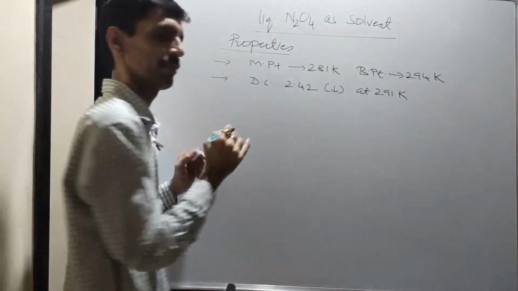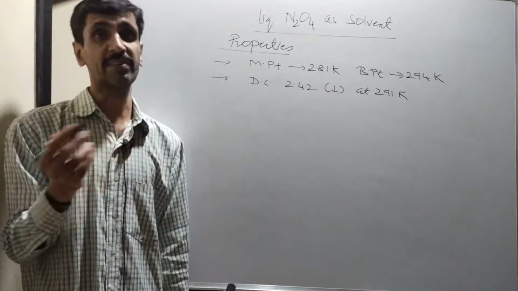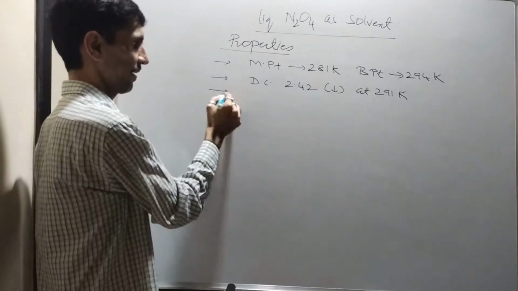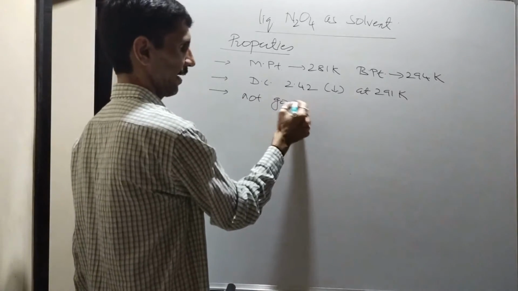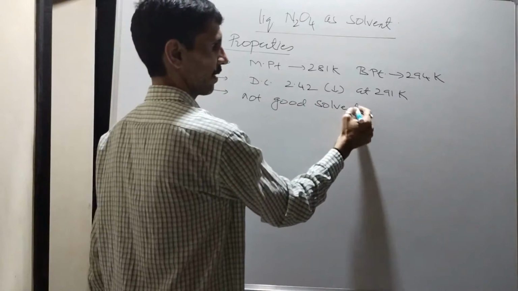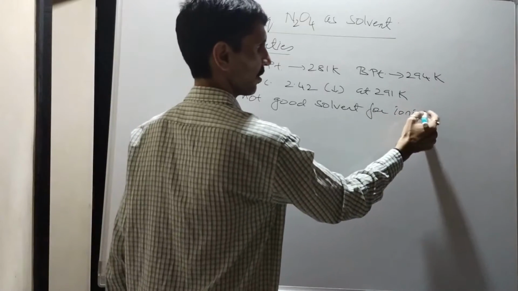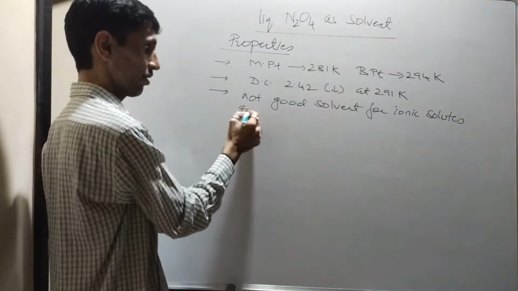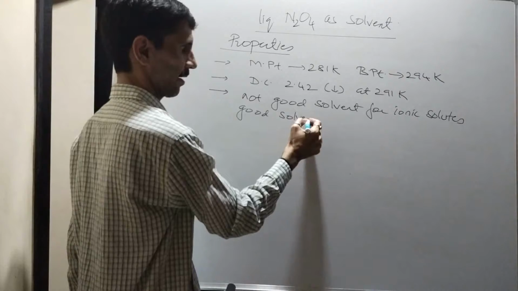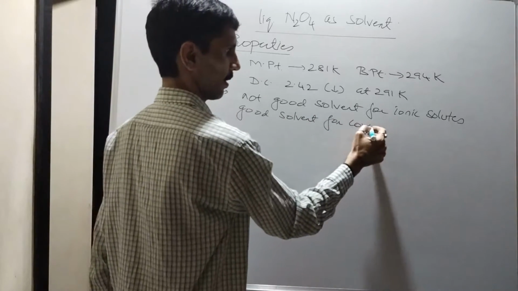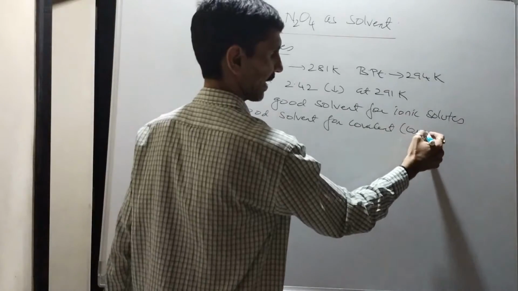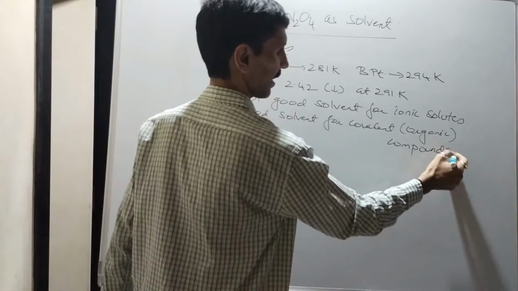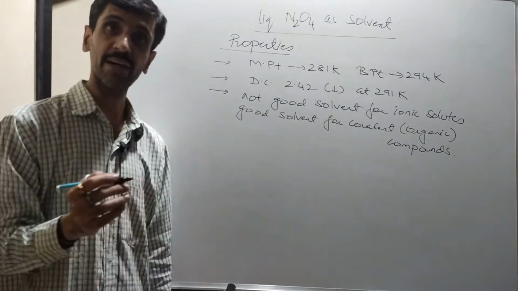at 291 Kelvin. अगर डाइलेक्ट्रिक कांस्टेंट लो है तो जाहिर सी बात है उसका पोलैरिटी लेस होगा, उसका डाइपोल मोमेंट भी कम होगा, and therefore we say that it is not a good solvent for ionic solutes. It is not a good solvent for ionic solutes, but it's a good solvent for covalent, या हम लोग बोलते हैं उसको organic compounds. Okay, we call it as organic compounds because they are generally non-polar in nature. This is point number 3.